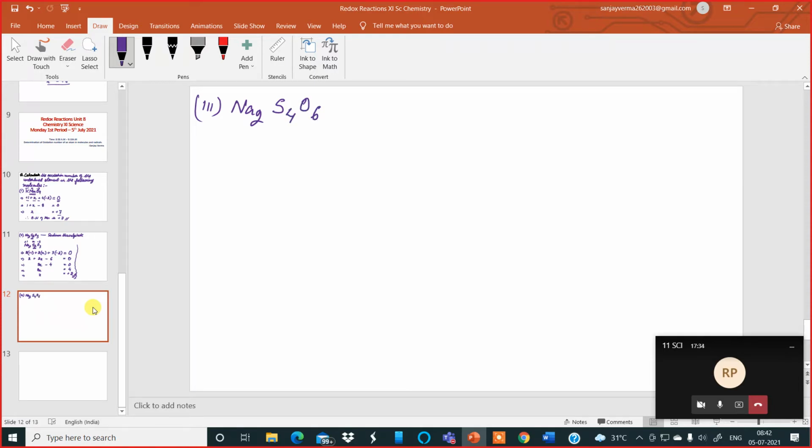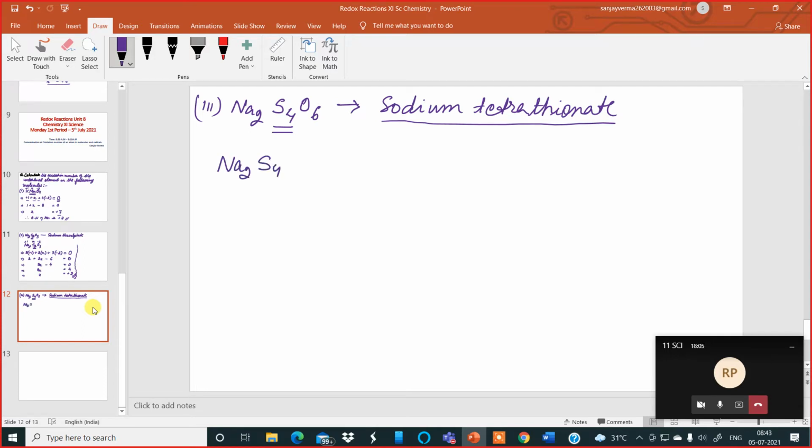Na2S4O6. The name of this compound is sodium tetrathionate, T-H-I-O-N-A-T-E. Please get these chemical names of these compounds also. And here the underlined element is, my dear boys, sulfur. Okay. Now again I will write down the formula. Na2S4O6 and the underlined element is sulfur.